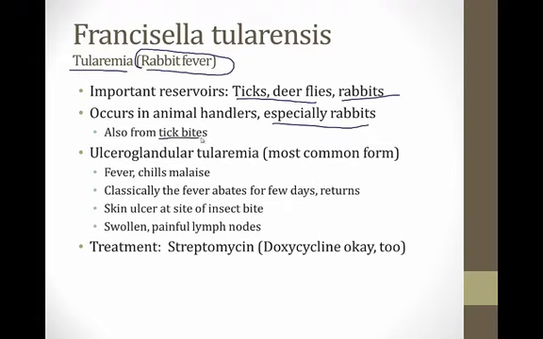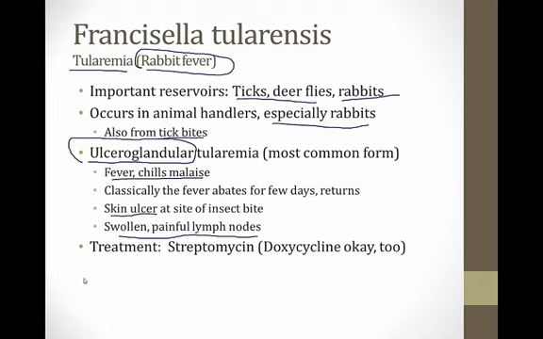You can also get it from a tick bite. The most common form is called ulceroglandular, and this is such a weird word that I've always remembered it, and I hope you can remember it too, because it reminds you of the two most important symptoms. People who get tularemia get a skin ulcer at the site of an insect bite, and then they get swollen, painful lymph nodes. They also get fevers and chills, which are relatively nonspecific.